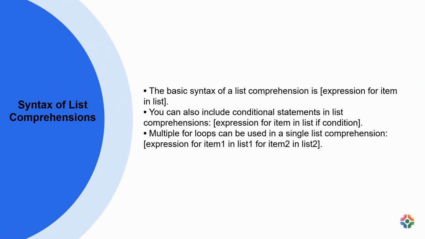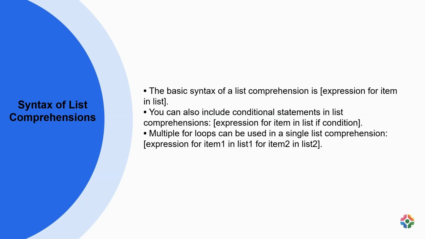List comprehensions in Python provide a concise way to create lists based on existing ones. The basic syntax is expression for item in list. For instance, [x**2 for x in [1, 2, 3]] will generate a list containing the square of each element in the original list, 1, 2, 3.